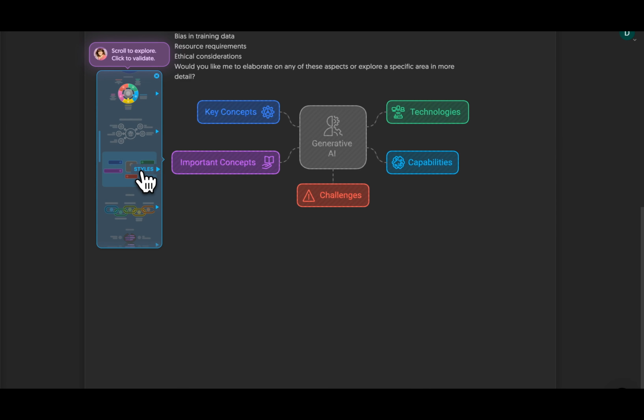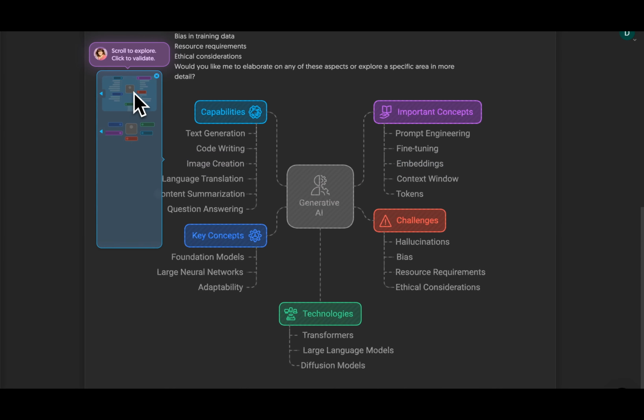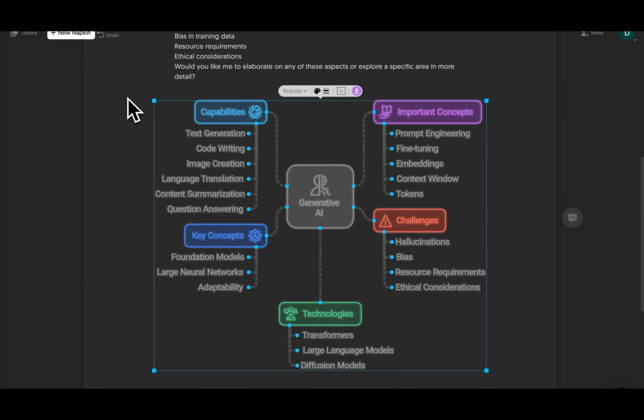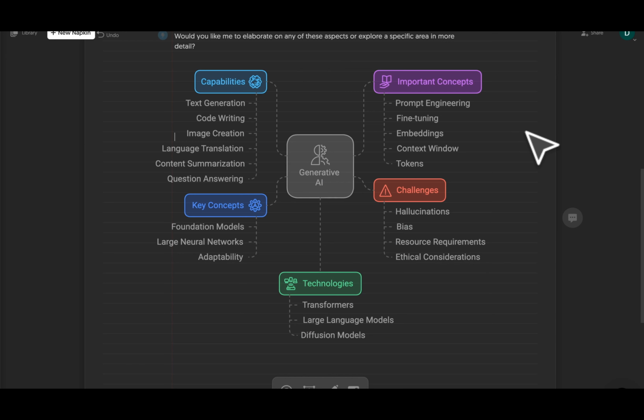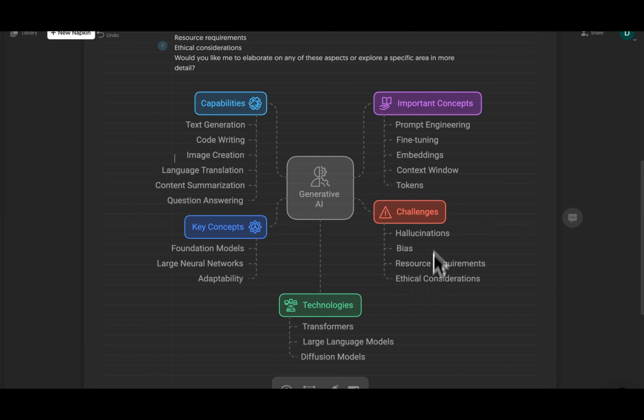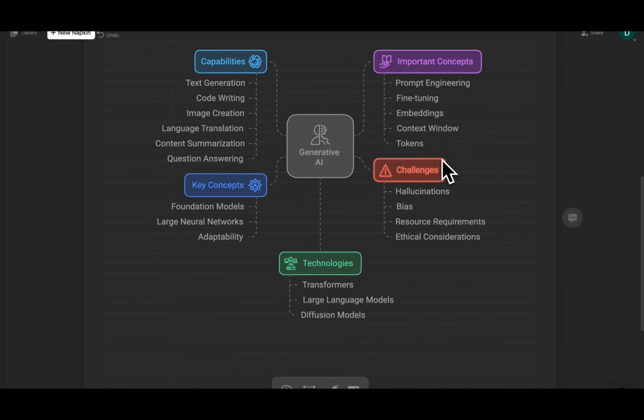Or you can even go into this almost like a mind map visualization of it. So let's take that just for the sake of an example. Now I'm going to take this option. There are a couple of options you can take. I'll take that option. Now I've got the visual. So what is generative AI? The mind map has been created. These are the capabilities, key concepts, technologies, transformers, LLMs, diffusion models, challenges, hallucination, bias, resource requirements, and then important concepts to learn, embeddings, tokens, context windows, you name it.